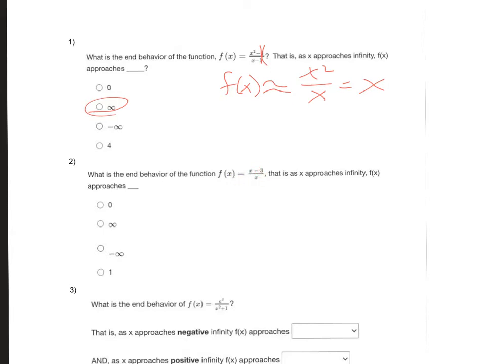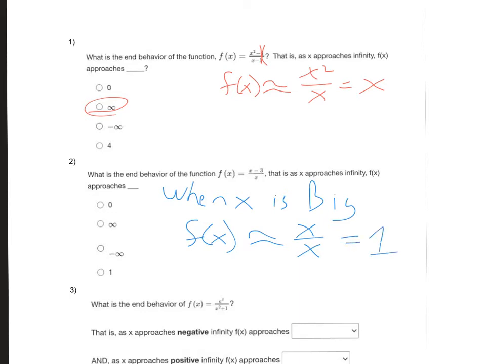So this function basically, when x is big, we'll write that out this time. When x is big, f of x is approximately x over x, which is 1. Now for both of these, you may remember your rules from pre-calc or Math 4, that if the degree in the numerator is larger, you're going to go to infinity. If the degree in the numerator and denominator are the same, you're going to go to the ratio of the leading coefficients. And those are fine rules.